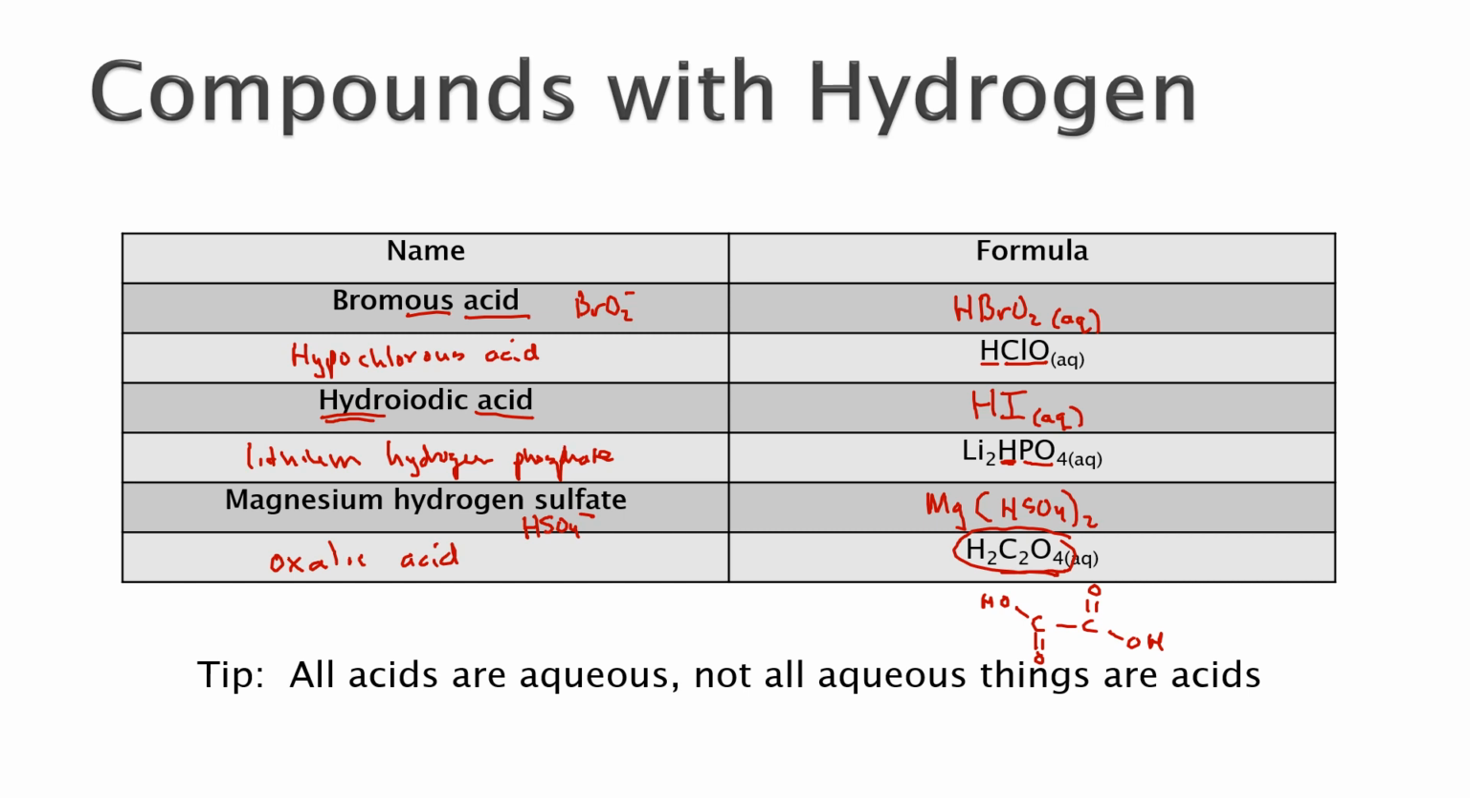All right, the last thing here, the little tip, is that all acids are aqueous, but not all aqueous things are acids, right? So this guy here, even though it's dissolved in water, it's aqueous, doesn't make it an acid. It's just an ionic compound that's dissolved in water. However, all the rest of these, the ones with the hydrogen at the beginning, they're all acids. Okay, hopefully that'll become clear as you practice and work your way through the exercises.